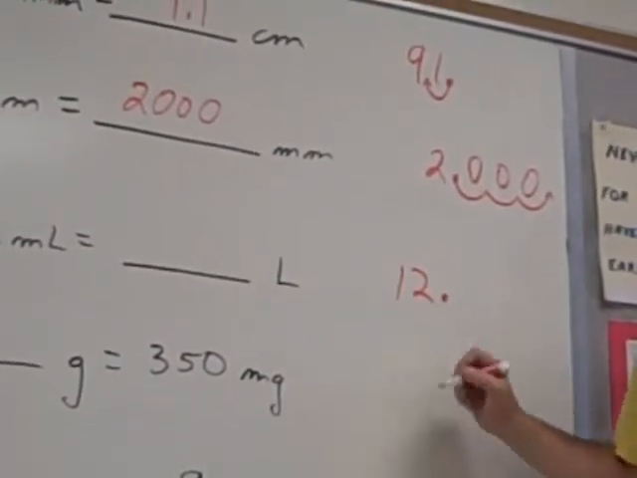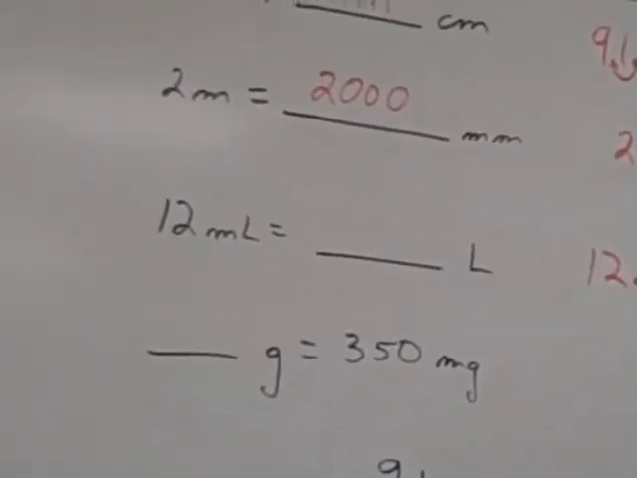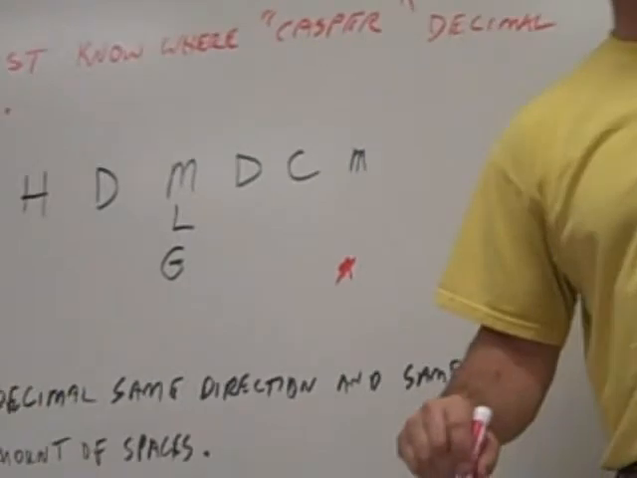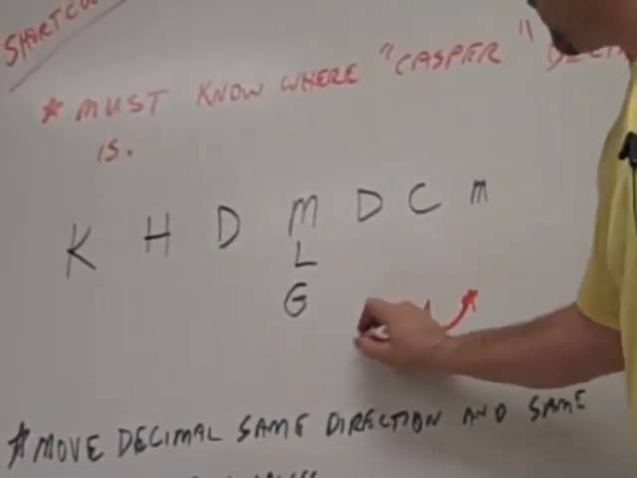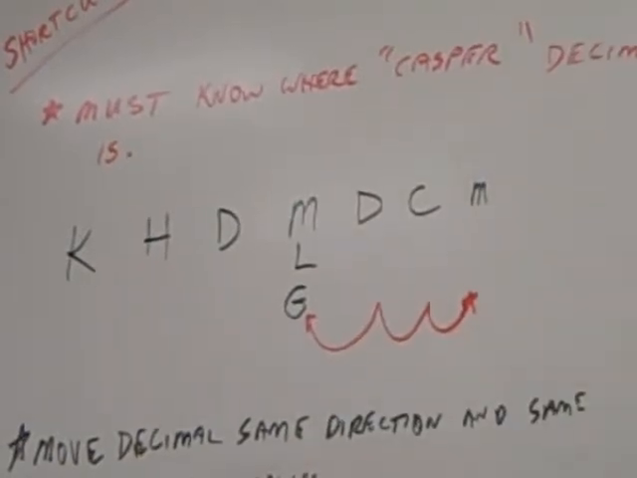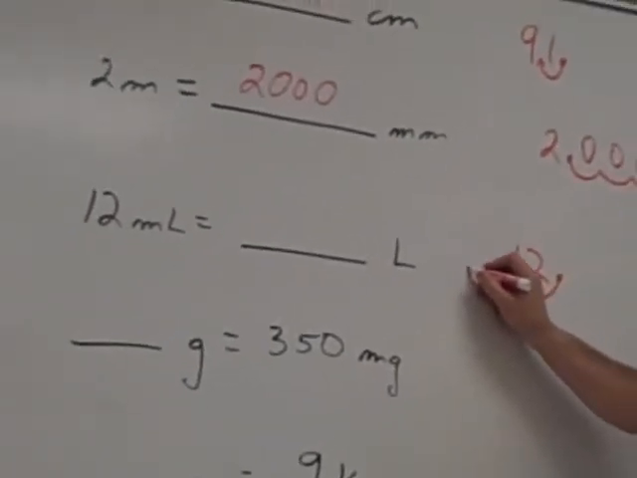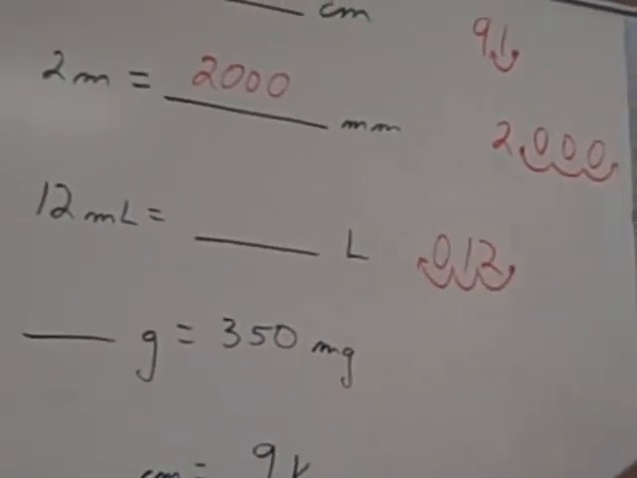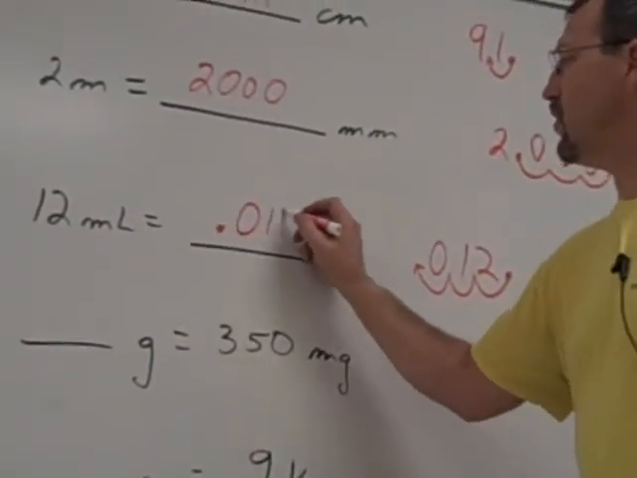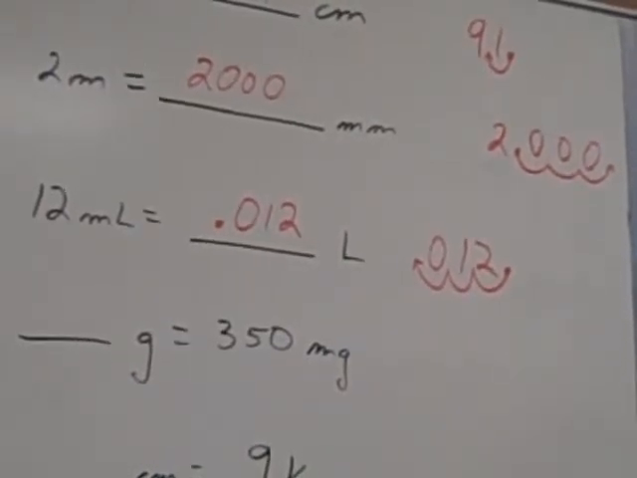Where's our decimal? To the right. We have what? Millis. Where's Millis? In the middle. And where are we going to? To L's. How far? 3. Same direction. 1, 2, 3. One empty loop. What's my answer? 0.012. Way easier. I love shortcuts.